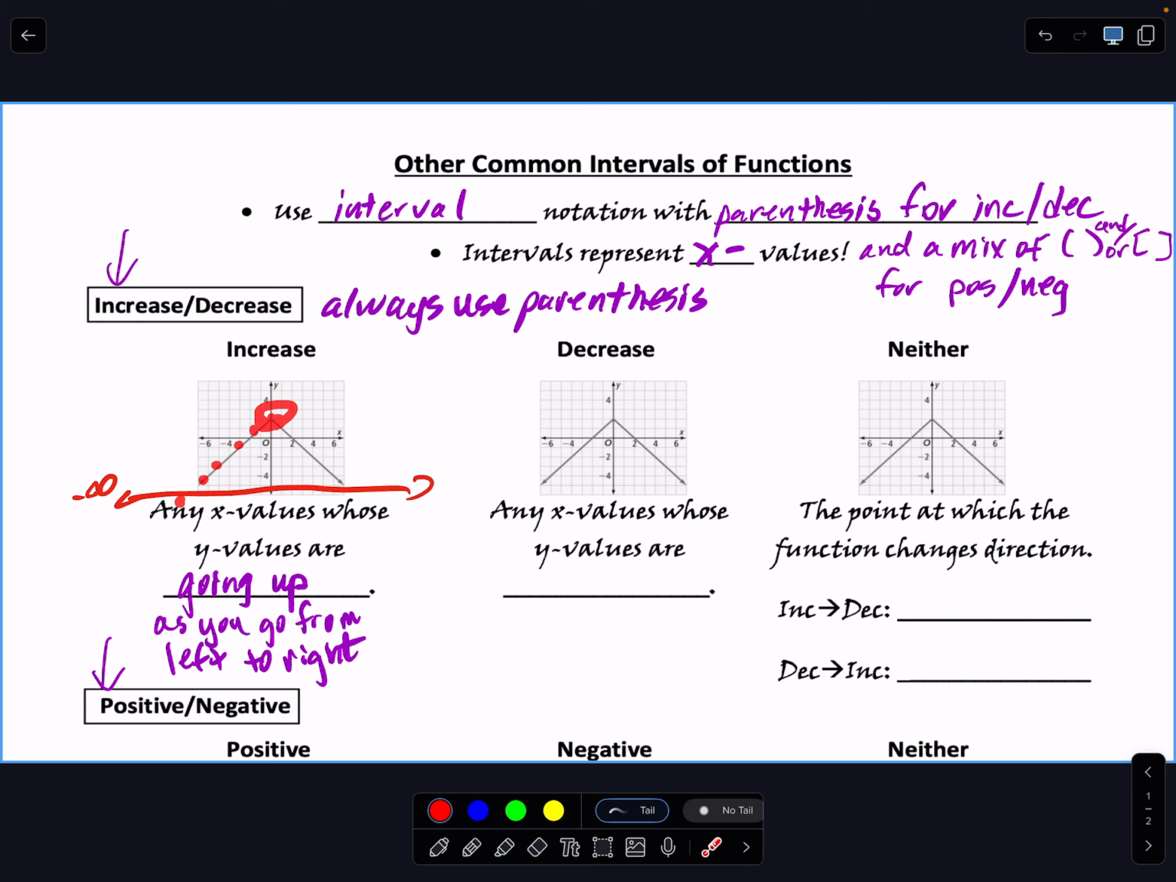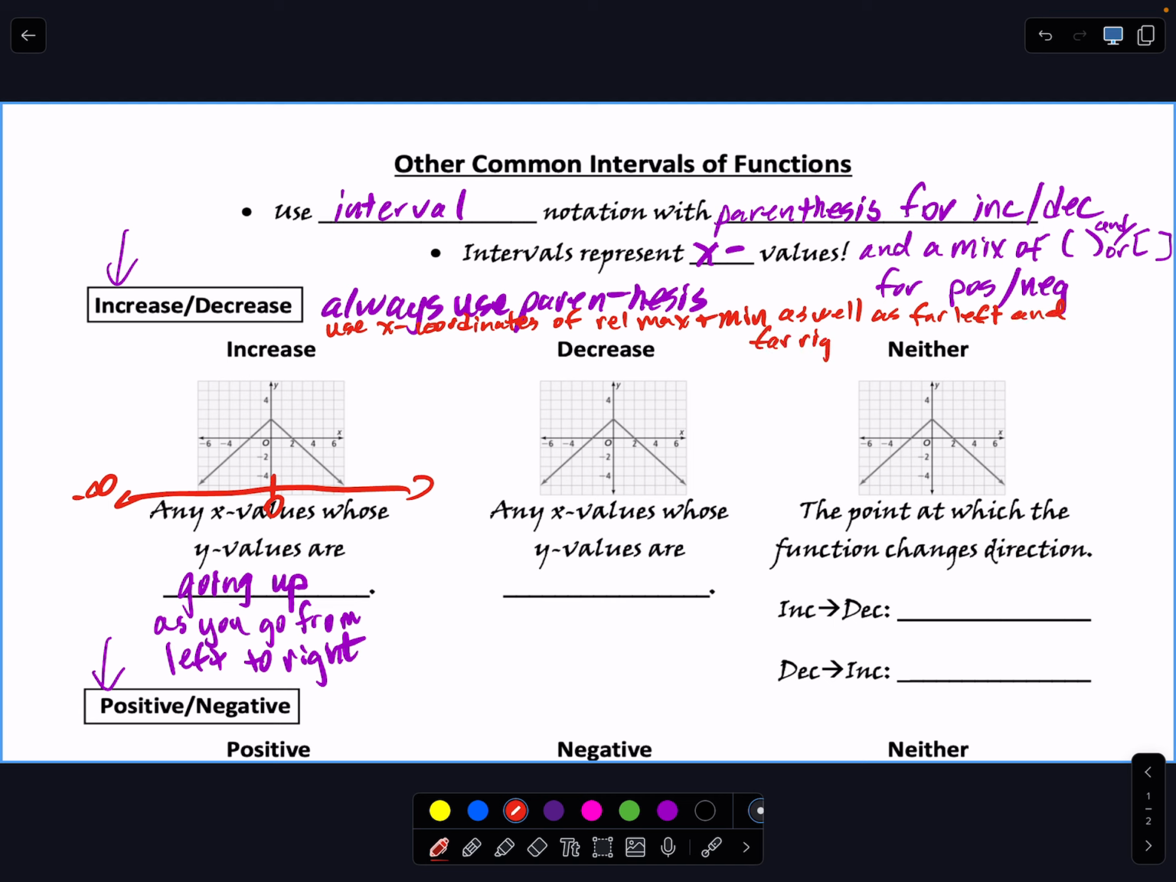The x coordinates of relative max and mins are what you use to separate the intervals, along with the farthest point on the left and farthest point on the right. And so the x coordinate of that relative max right there is 0. So that's the value that breaks up from increasing to decreasing. So use parentheses and use x coordinates of relative max and mins, as well as far left and far right x values.